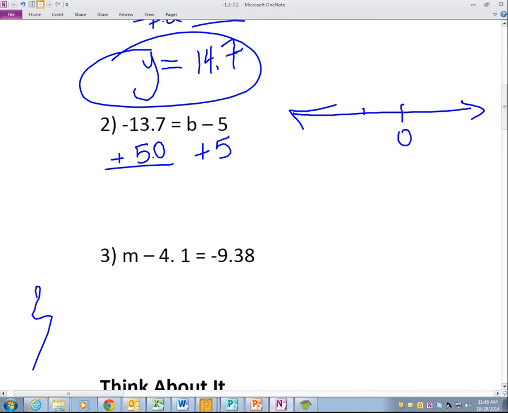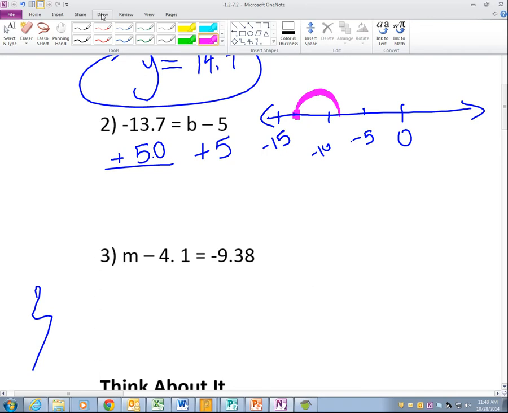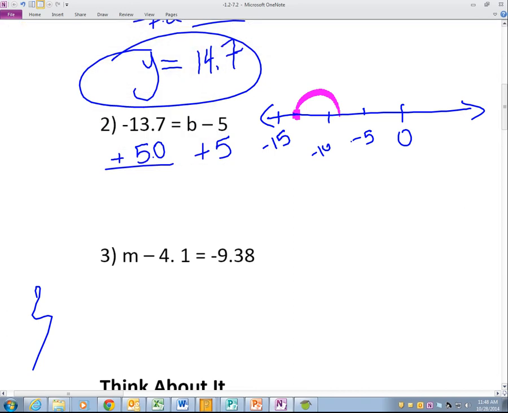So here's a 0, negative 5, negative 10, negative 15. So if I am at this point, negative 13.7, that's about here. If I'm at this point here and I'm adding 5, I'm going to be finishing about right there, right? Is that negative or positive still? Negative. So here's an integer review. AJ? Negative 8.7. Sure about that? Yeah. Okay. How do you know?